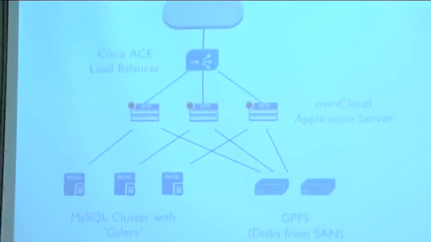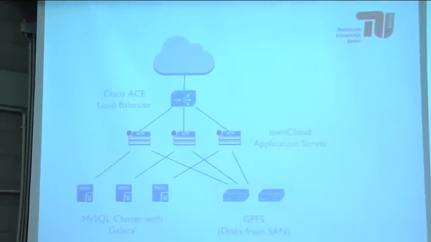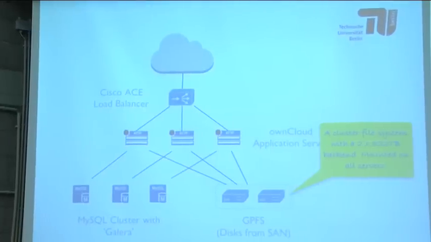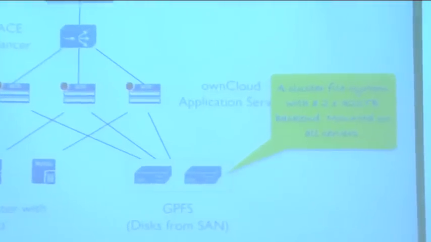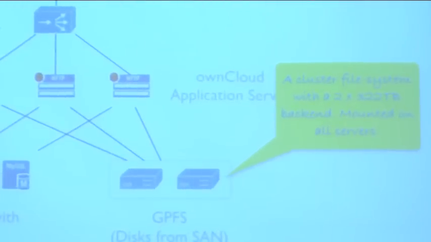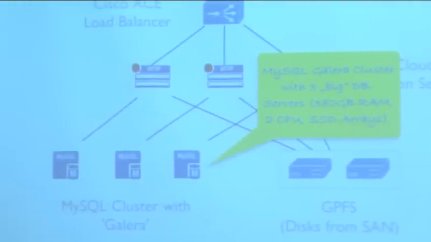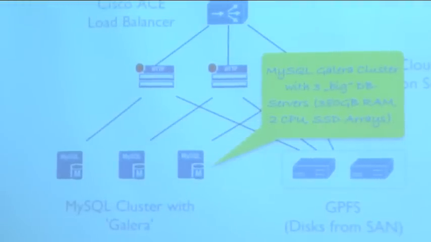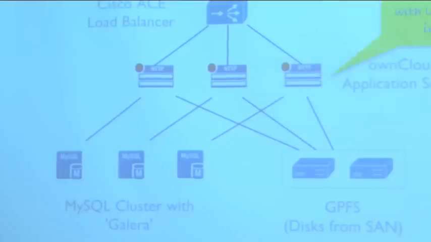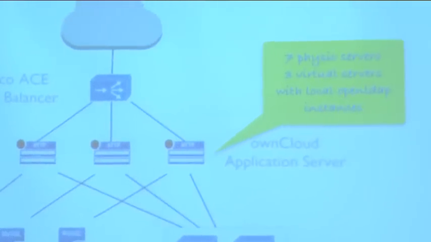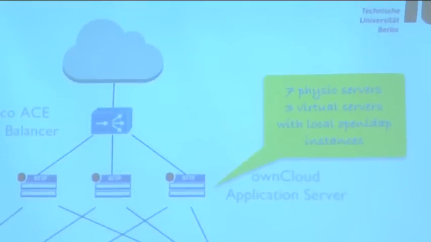So, how are we using ownCloud? We have straightforward installations with 3 layers. On the bottom, there's the cluster file system with 2 times 322 terabyte backend mounted on all servers. We have a Galera cluster with 3 big database servers with about 380 gigabyte of RAM. And we have 7 physical servers and 3 virtual servers, with locally installed OpenLDAP instances, and these are running ownCloud for the whole TU Berlin.